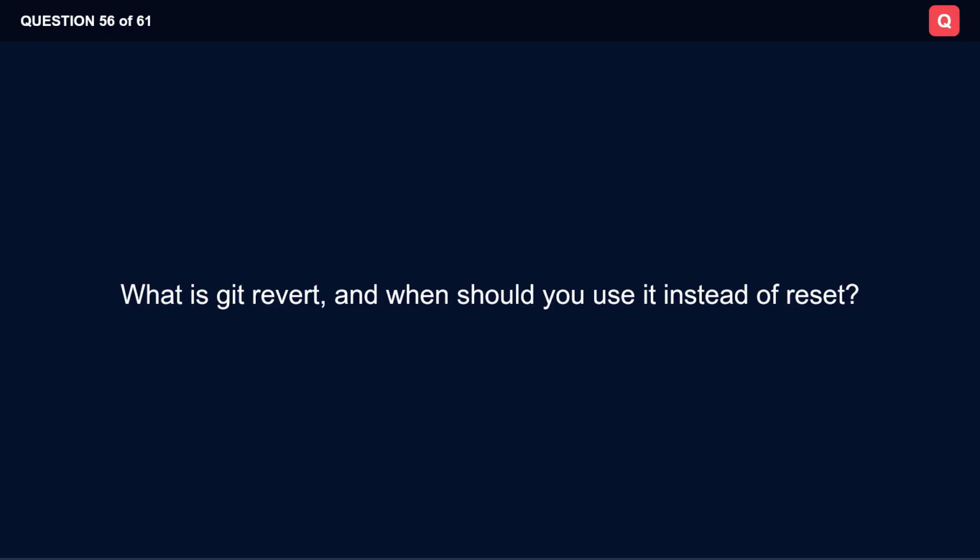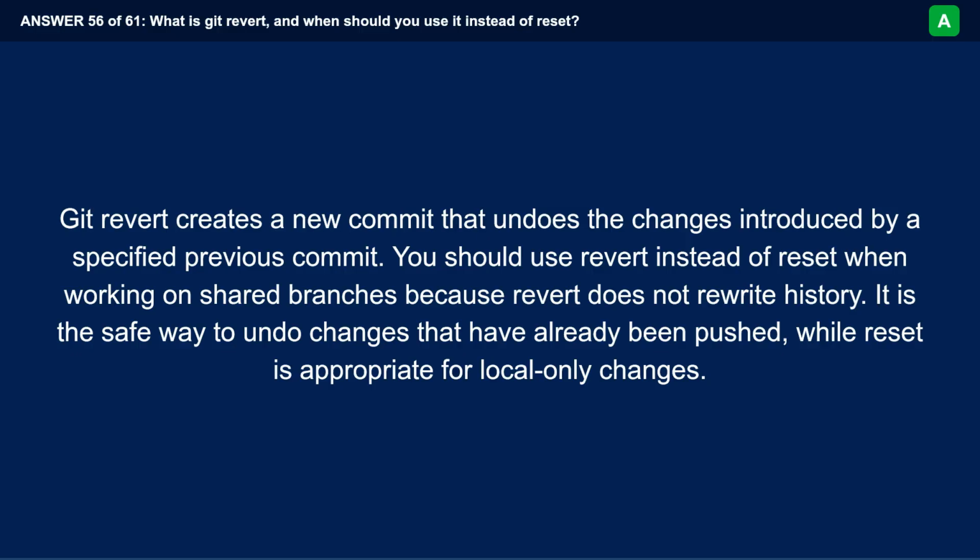What is Git revert, and when should you use it instead of reset? Git revert creates a new commit that undoes the changes introduced by a specified previous commit. You should use revert instead of reset when working on shared branches because revert does not rewrite history. It is the safe way to undo changes that have already been pushed, while reset is appropriate for local-only changes.